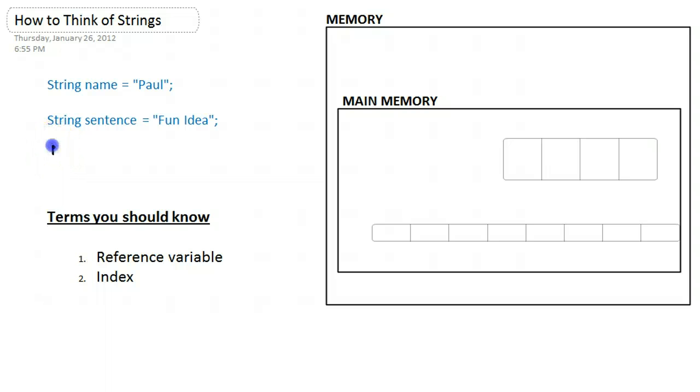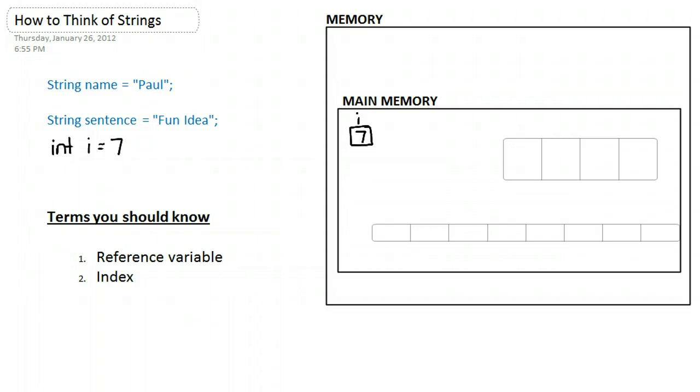So for example, if I did something like this, int i equals 7, well, that means in main memory it's going to create an i and it's going to put a 7 in there. And what we say is that an integer is a primitive type because the value is stored directly in that space in memory. However, strings are what are called reference types or reference variables.